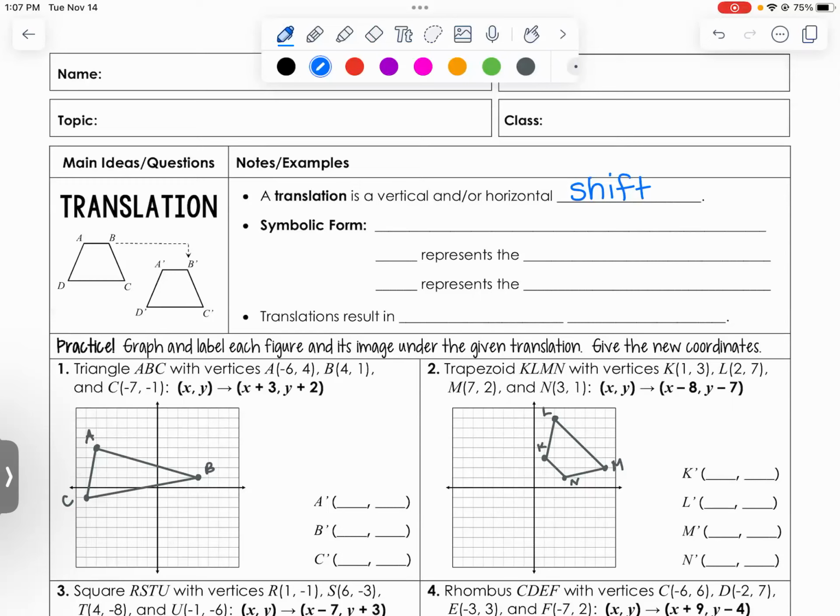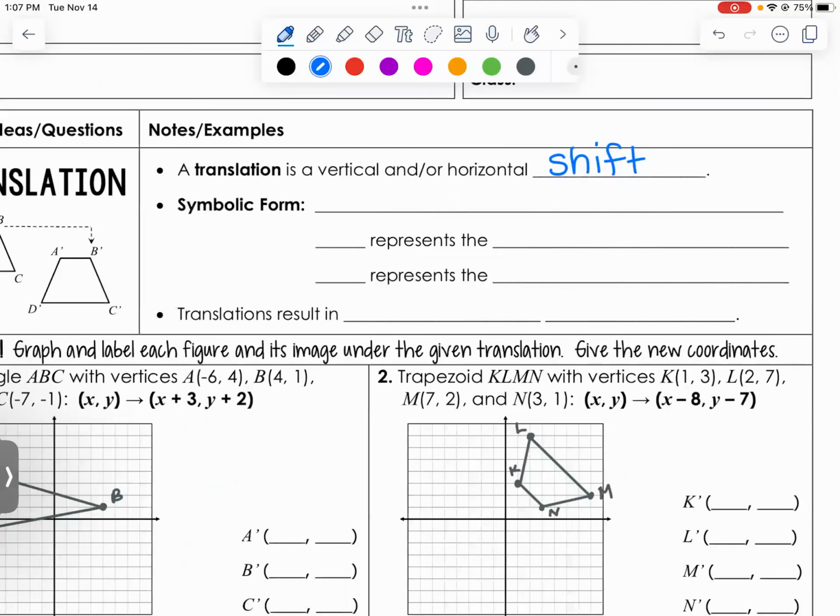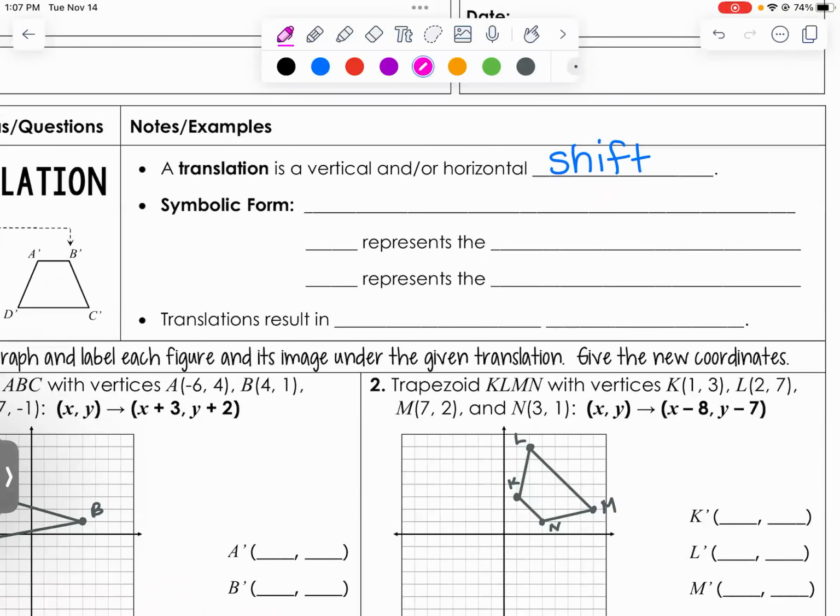Now, this is what it's going to look like. We're going to take an XY coordinate. There's going to be an arrow, and it's going to have X plus a number and Y plus a number.